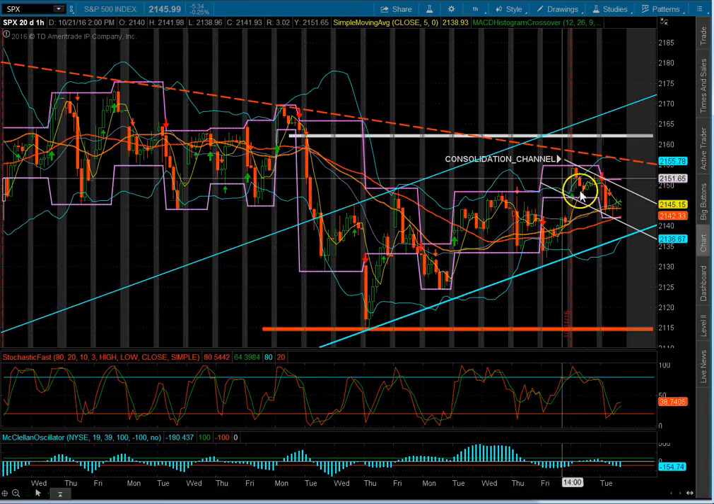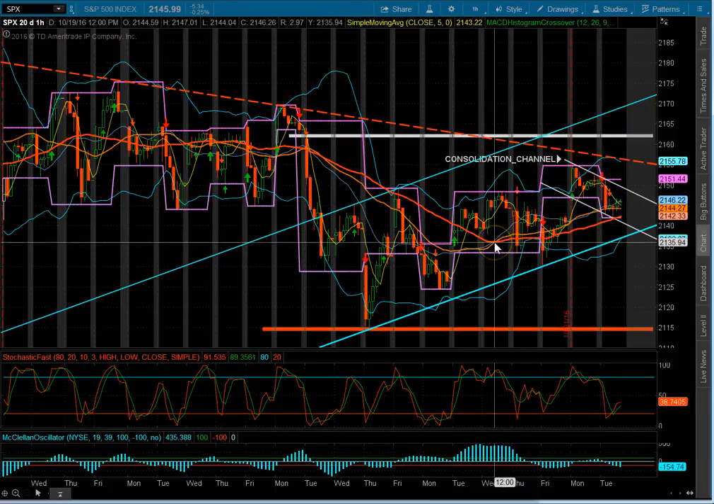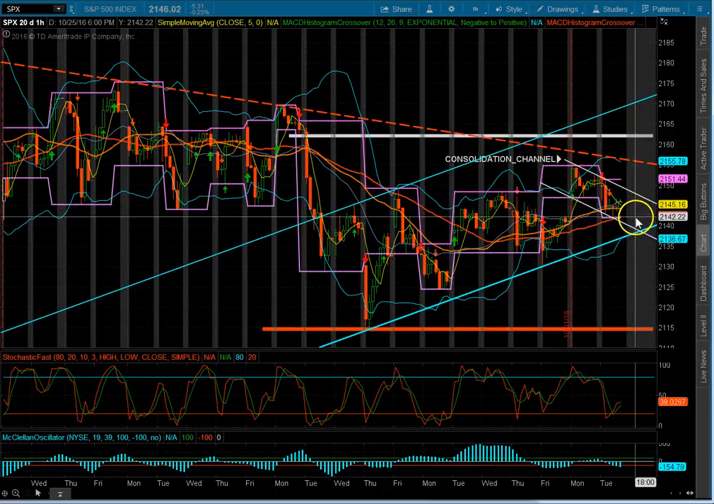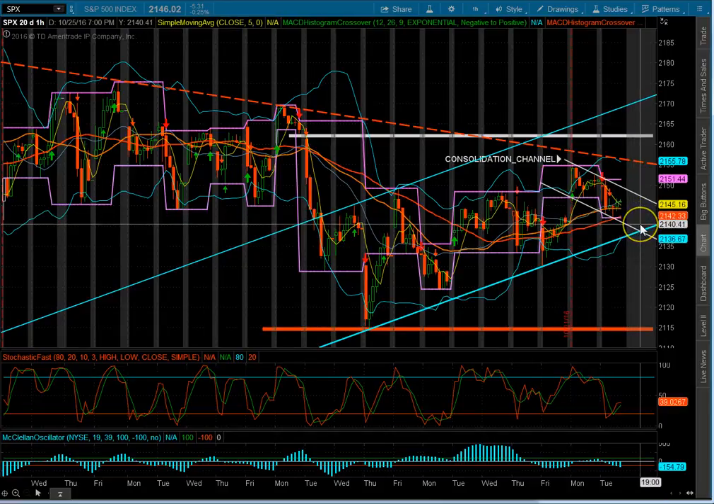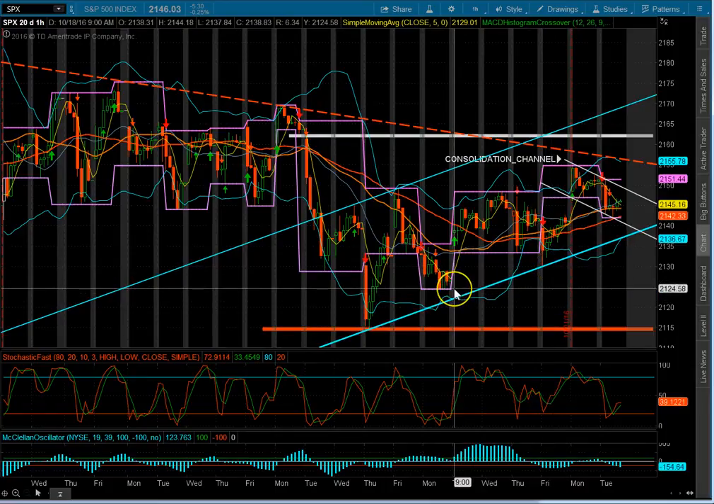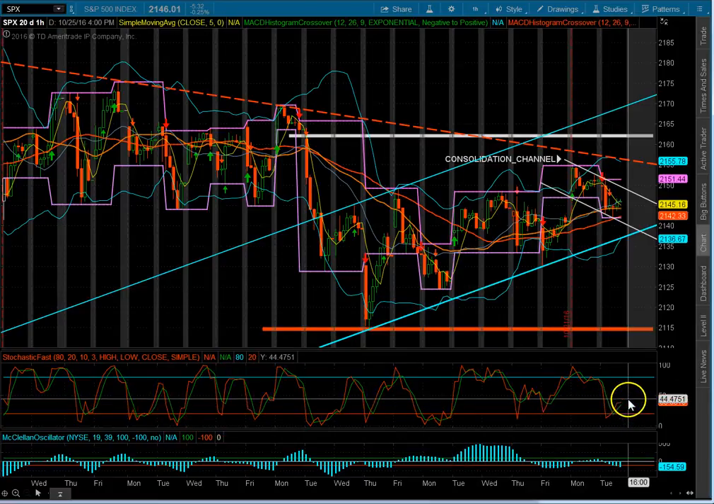So again, consolidation channel very important. What's also very important is that we had a crossover of the 34 and the 50 right here where my arrow is, and that crossover seems to be holding. If the 34 crosses below the 50 at some point this afternoon, that's a bad sign. At that point, you should be looking at 2130 and possibly 2124 again as possible downside targets. In the meantime, this has to keep on crossing up.